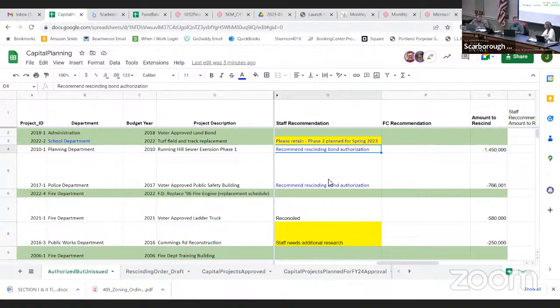Can I have a motion to rescind the Running Hill Sewer Extension Phase 1 or to include that in the rescinding order? I will make a motion to rescind the Running Hill Sewer Extension. Second. Second. All those in favor? Okay, it's unanimous.